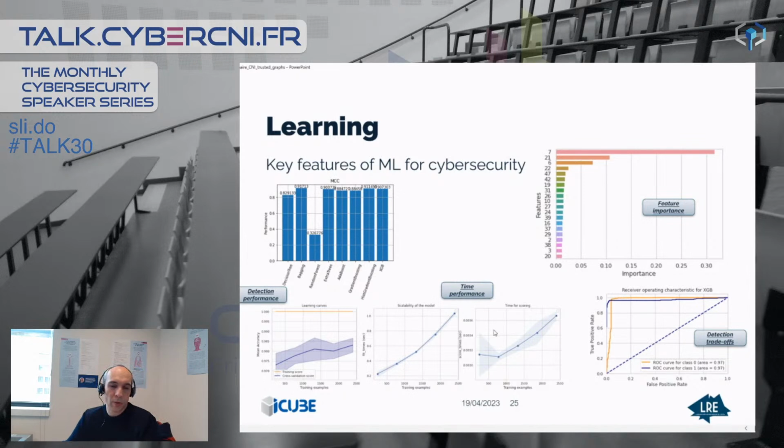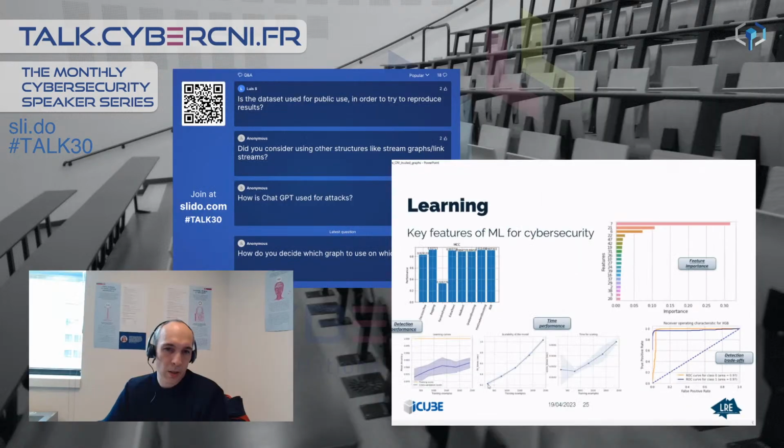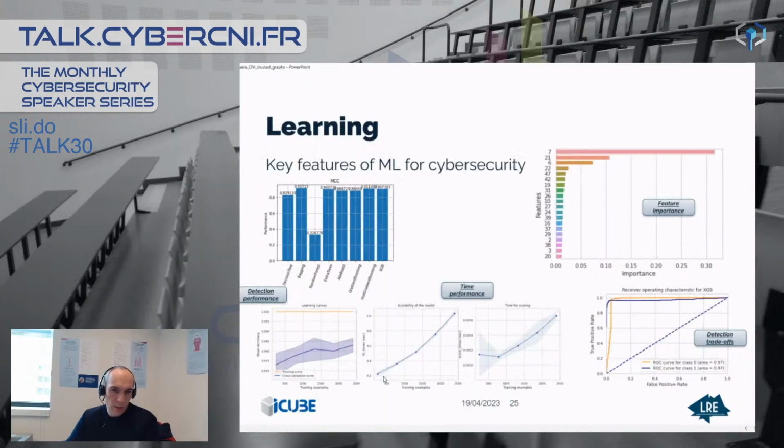We want to be able to deal with big data sets, so here we need scalability. This example is for XGBoost. We see that we have a very good detection, but nonetheless the scalability seems to be a bit more than linear. So the more data, the more costly it becomes. If we have a huge data set, then we can have a problem. And the time of scoring is also very important.